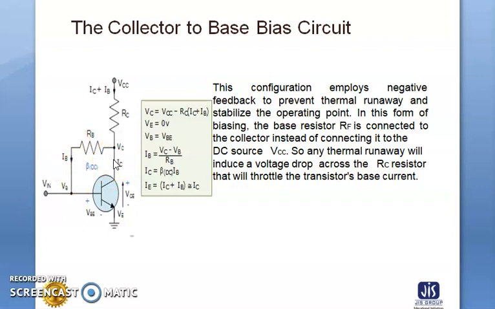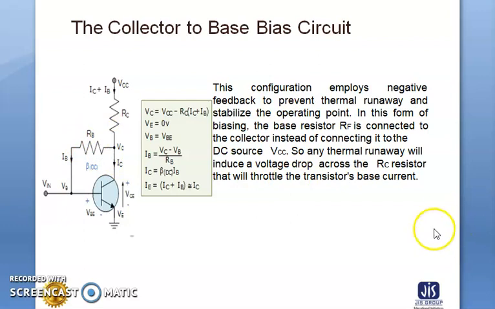Now if the collector current increases, the collector voltage drops, reducing the base drive and thereby automatically reducing the collector current to keep the transistor Q point fixed. Therefore this method of collector feedback biasing produces negative feedback around the transistor, as there is a direct feedback from the output terminal to the input terminal via this resistor RB.